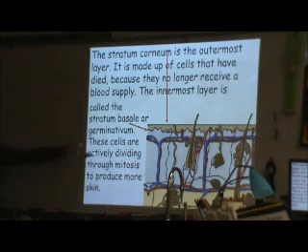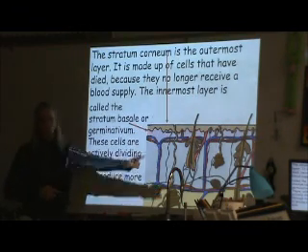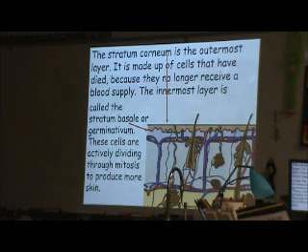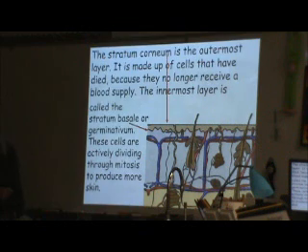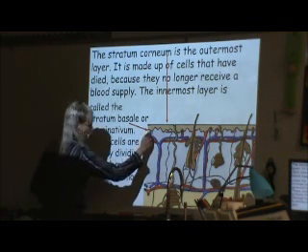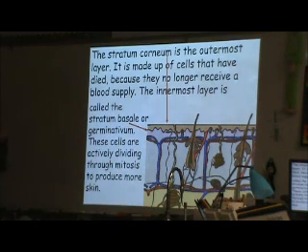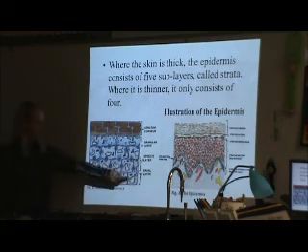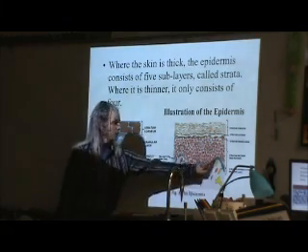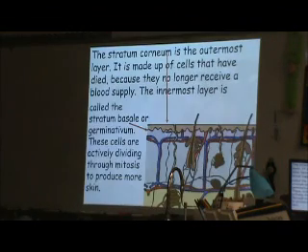The stratum basal, or germinativum, that innermost single layer of cells, is our layer that is growing, rapidly dividing, constantly replacing all these cells that are getting sloughed off through mitosis. Yes, Katie? So the stratum basal is the purple part, or is it that black line? That black line that it's touching. It's the single innermost layer of cells within the epidermis. It's right here. Okay? It's the last layer of cells right there. You're going to see it on the next slide as well.